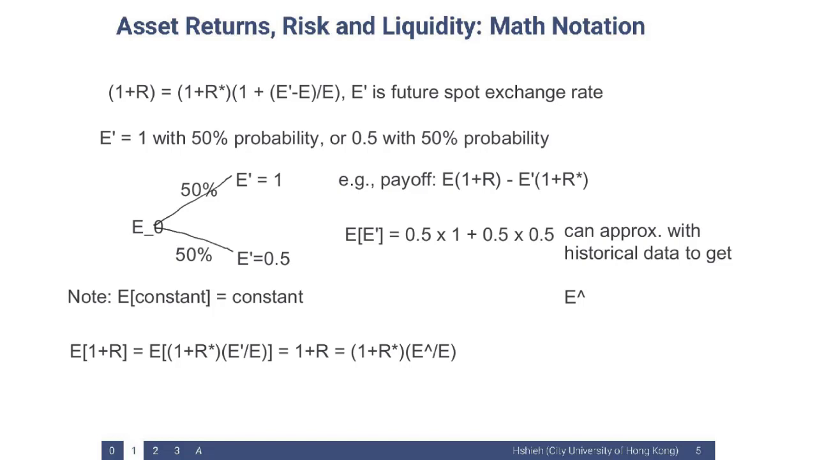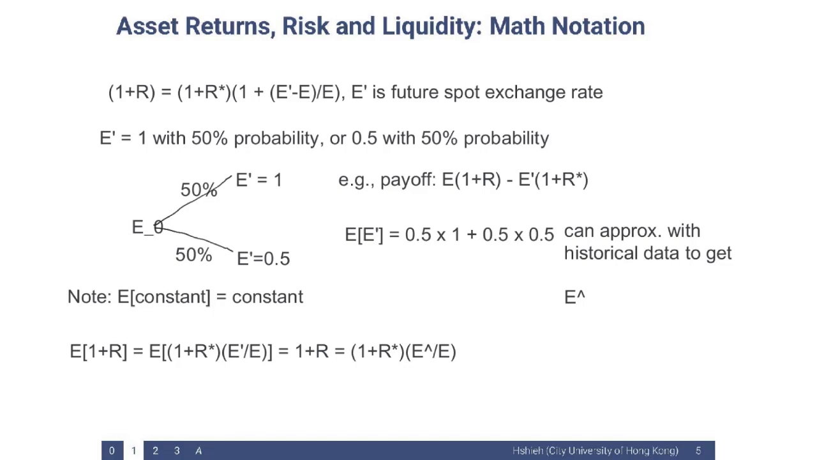So what do I mean by that? It means that for example, E could be the following. So suppose there's only 2 states in the world. E could take on 1 with 50% probability, or let's say 0.5 with 50% probability.